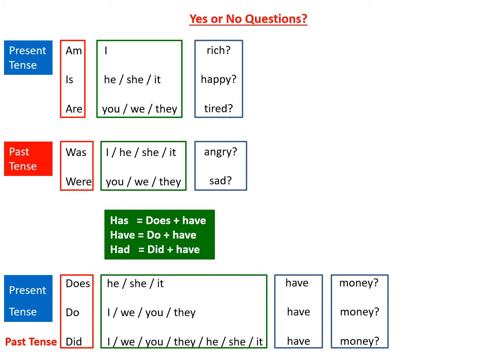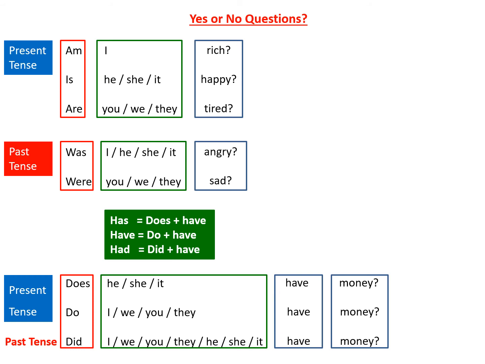Has is equal to does plus have. Have is equal to do plus have. Had is equal to did plus have. To form a yes or no question, you must add a pronoun in between the do forms and have forms. I mean, between does and have you must use a pronoun or noun. Let us see some examples here.